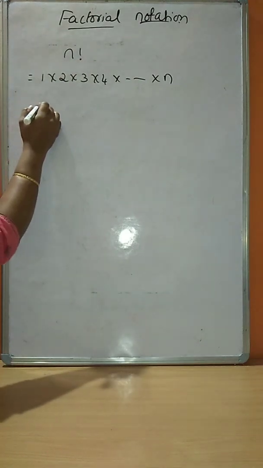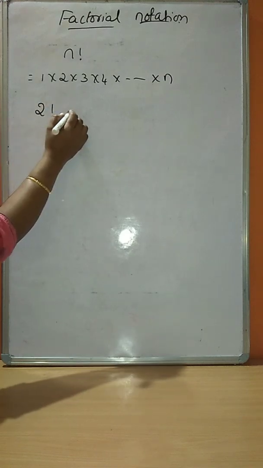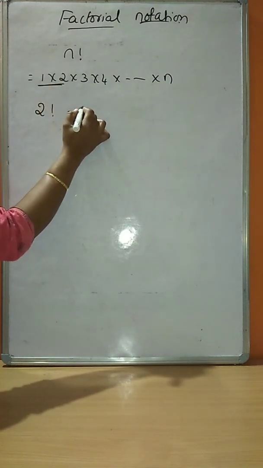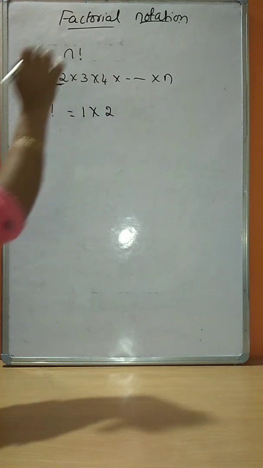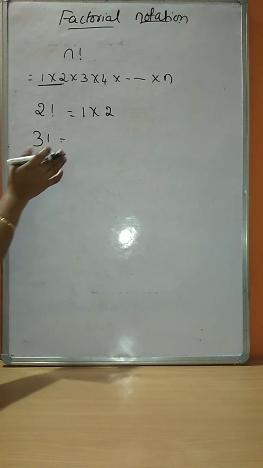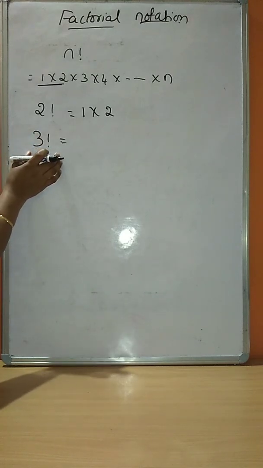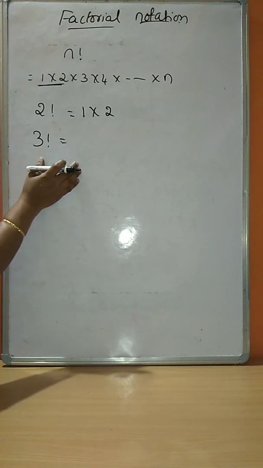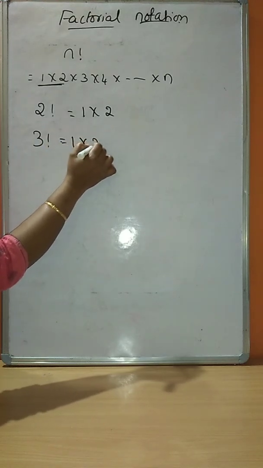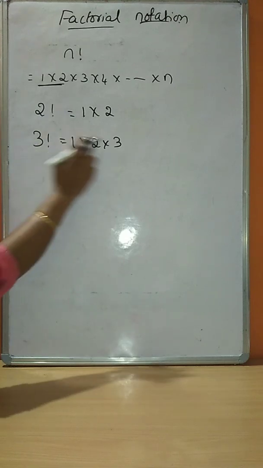Suppose we take 2 factorial. It means the product of the first 2 natural numbers. The first 2 natural numbers are what? 1 into 2. Similarly, 3 factorial. What's the meaning of 3 factorial? It is the product of the first 3 natural numbers, nothing but 1 into 2 into 3. We start with 1 and end with 3.